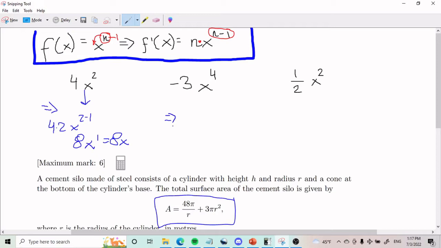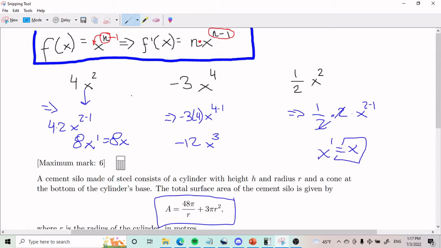The next scenario, take a moment, think about it. Pause the video if you'd like. Negative 3 times 4 times x to the power of 4 minus 1, negative 12x to the power of 3. Awesome. This last one is definitely more juicy, a little bit of a challenge. We're going to have 1/2 times 2 times x to the power of 2 minus 1. These cancel out. We end up with just x to the power of 1, or just x. All right, so that is the derivative of the exponent.